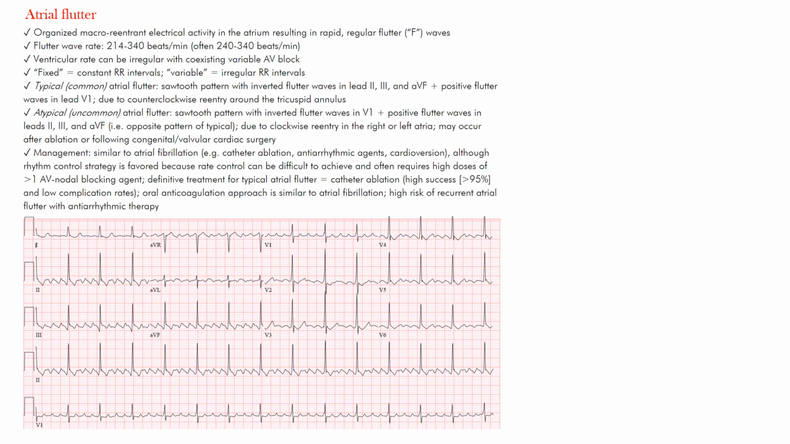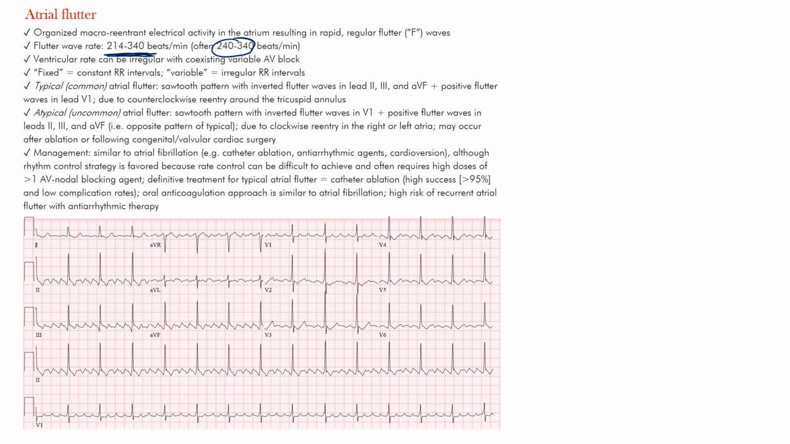So let's get started. So atrial flutter is an organized macro reentrant electrical activity in the atrium, okay, resulting in rapid, regular flutter waves, often in that right atrium that we tend to see it. Now these flutter wave rates tend to be between 240 and 340, that's what we tend to use, but often they're in this range, okay?